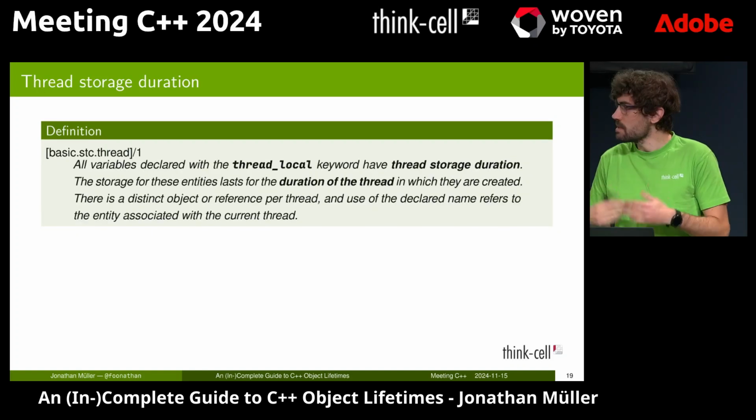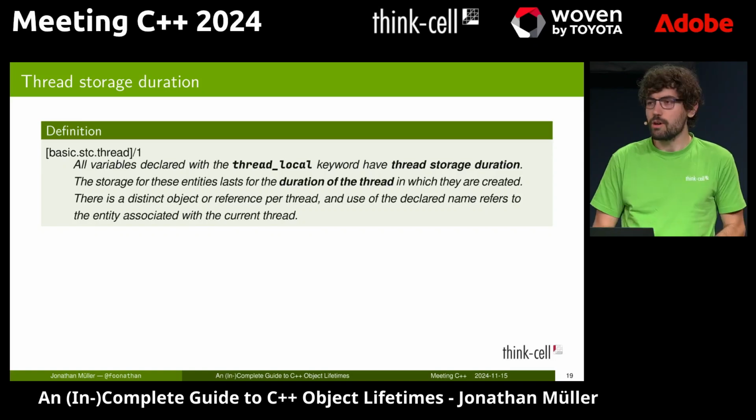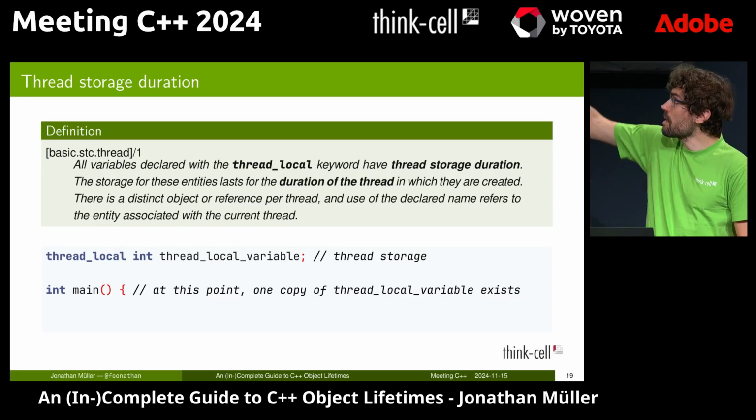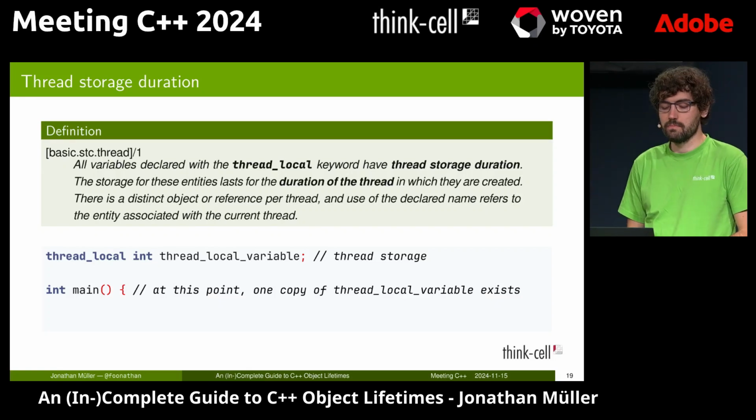Thread local defines thread storage duration, and that is very similar. Instead of throughout the entire program, it's throughout the entire thread, and there's 1 copy per thread. So we're having a thread local variable. And when we start executing main, we have allocated 1 copy for it.